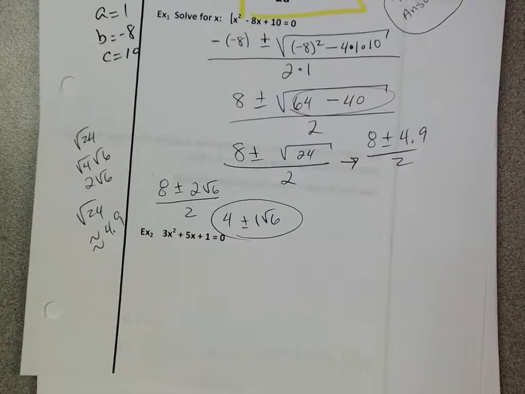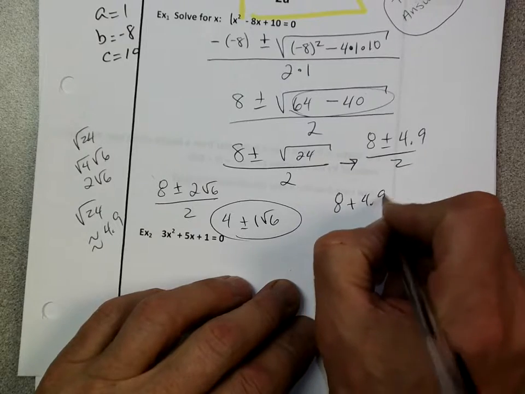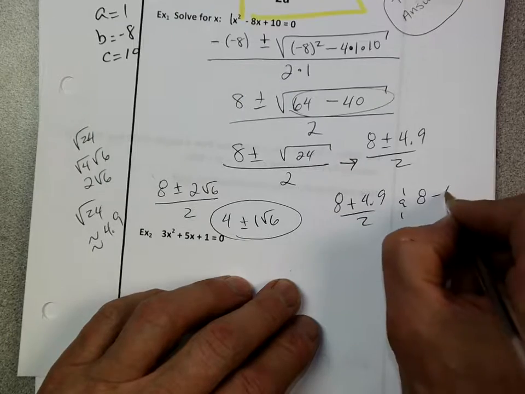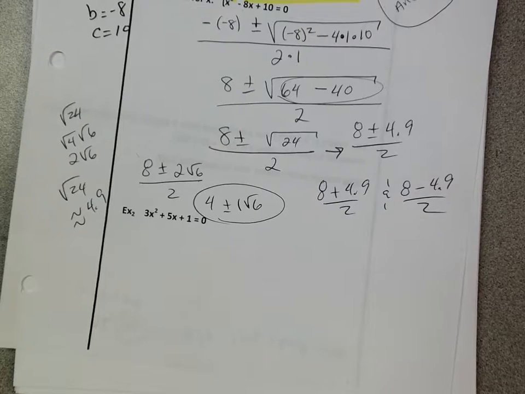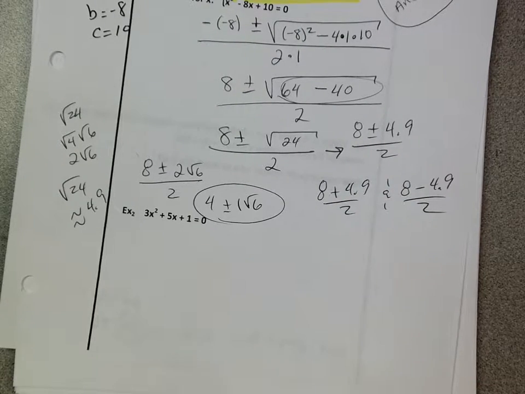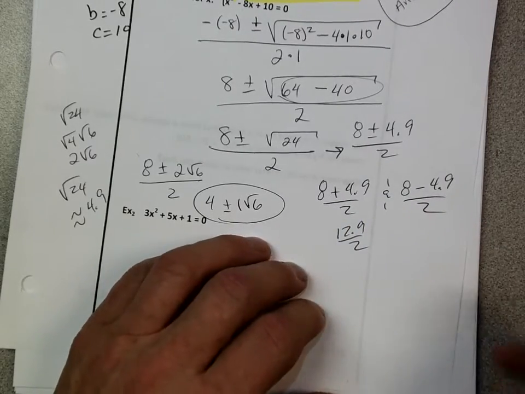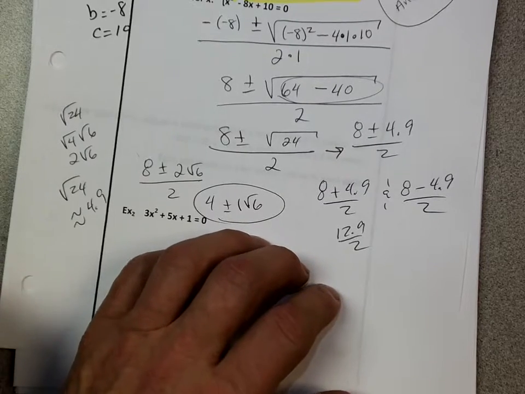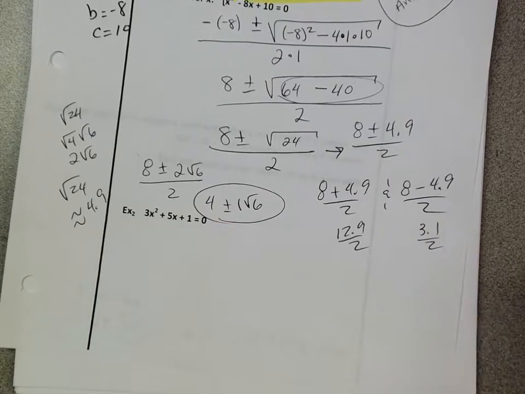So then to get two answers, we've got to get two answers. We're going to go 8 plus 4.9 over 2 and 8 subtract 4.9 over 2, okay? How am I doing? Do you see where I'm going to get the two answers? I've got the plus 4.9 and the subtract 4.9. So then I'm going to get a 12.9 divided by 2. And I think it's probably 3.1 is my guess. 8 minus 4.9, I can do this one in my head. Yeah, 3.1 divided by 2. How am I doing?